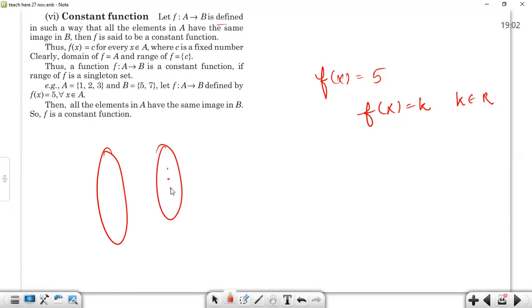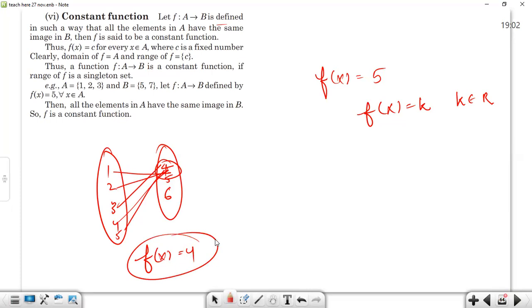Like, say there are different elements in the codomain. Let's write it as 4, 5, 6, and 1, 2, 3, 4, 5. Every element is getting mapped to 4 only. So this is a constant function, not depending on the input. Okay, any doubt?